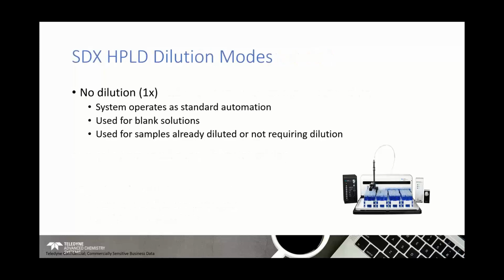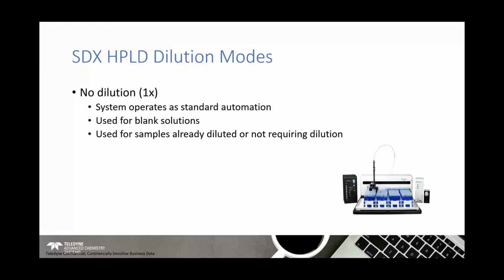So just back to the dilution modes. Firstly, a no dilution mode. We can select this as an option for any and all of our samples in our batch list if we were so inclined. So essentially the system operates as just an autosampler, introducing samples from our automation sample racks to our ICP OES.